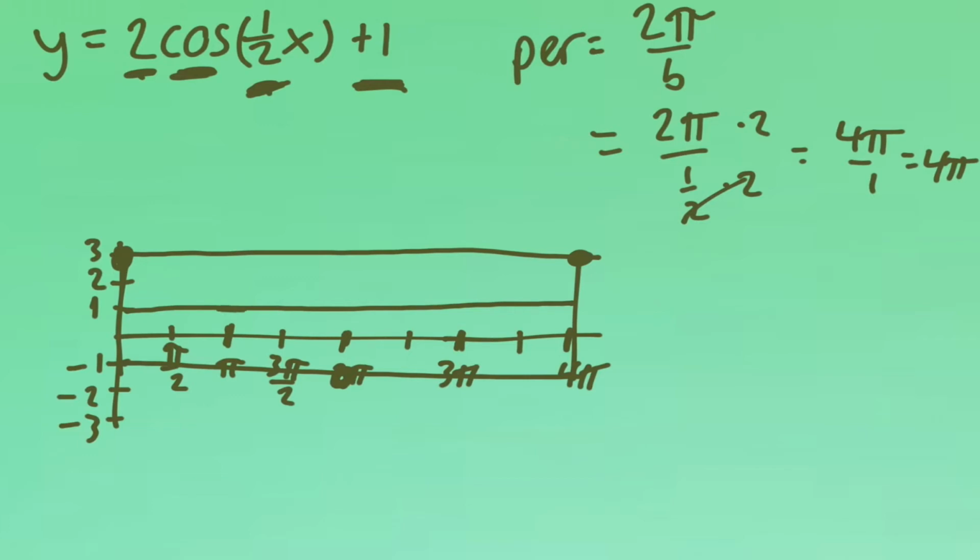So here's our midline. First quarter is at pi in this case, and then we have it at 3 pi. And this is one cycle that's accurate. And then from there, I'm just going to extend it on both sides because I know that the domain of sine and cosine is all real numbers.